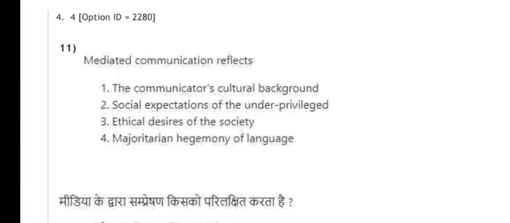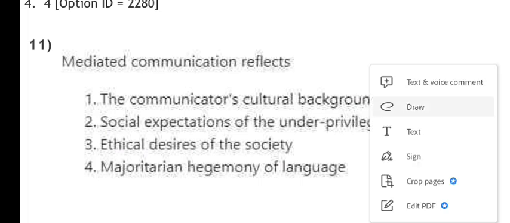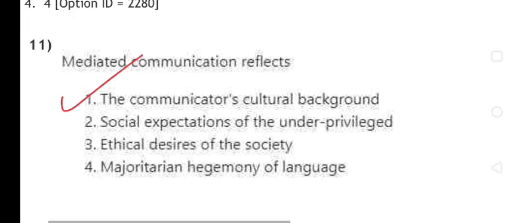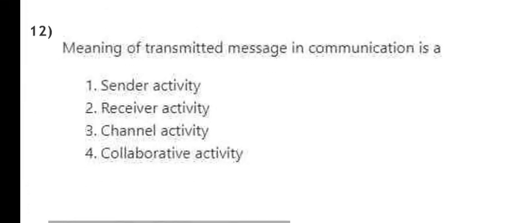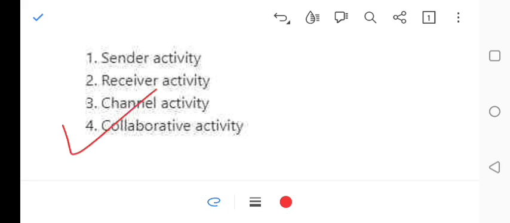16 says, mediated communication reflects what? 1, 2, 3, 4. The communicator's cultural background, social expectations of the underprivileged, ethical desires of the society, majoritarian hegemony of language. It will be the communicator's cultural background. Next is saying, meaning of transmitted message in communication is a what? Sender activity, receiver activity, channel activity, collaborative activity. It will be collaborative activity.